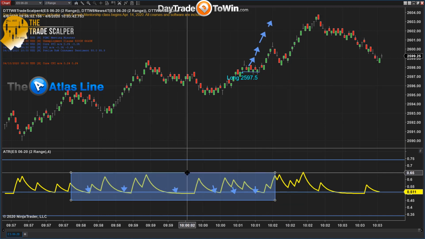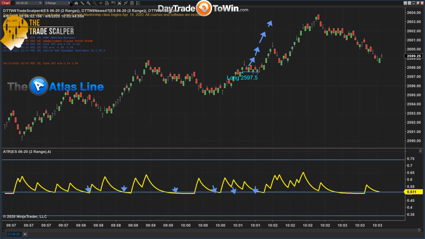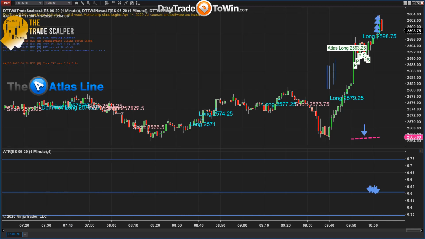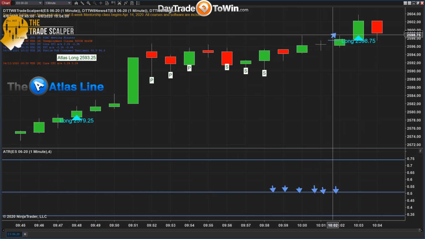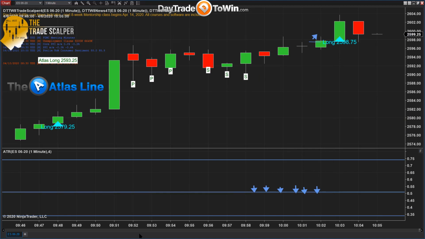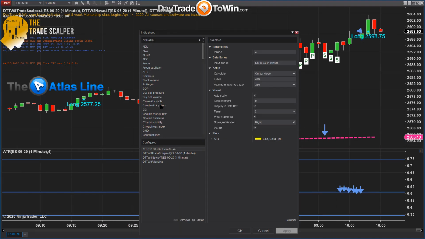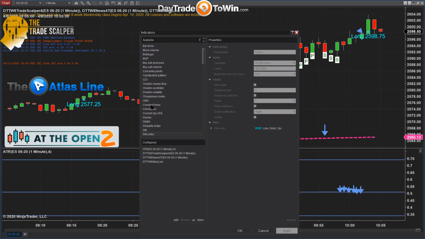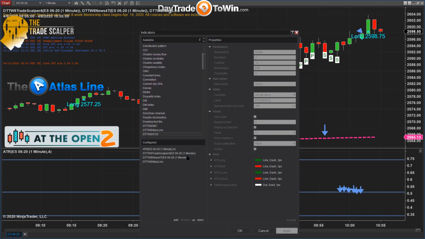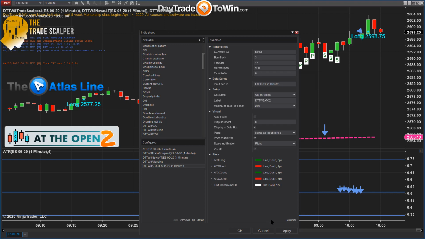Let me just switch back here to a 1 minute chart. All right, so I have the Atlas line, I have the Trade Scalper. One thing I didn't put on the chart yet was the ATO2. I can add that as well. Not that you have to trade every single method all at once. I'm just giving you the examples and showing you the software working.